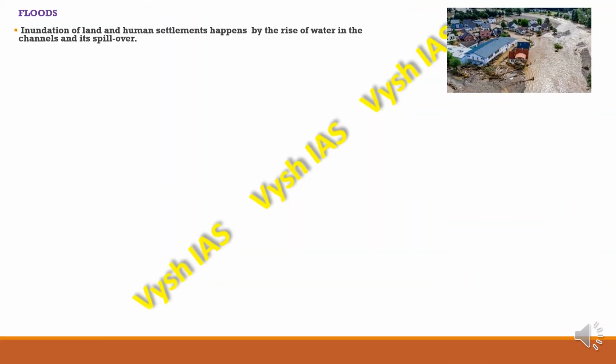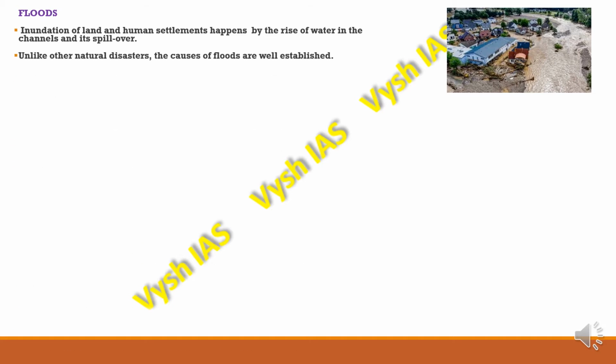Next we have the floods. The inundation of land and human settlements happens by the rise of water in channels or rivers and its spillovers. This can be understood with the example of a glass of water. Suppose you're filling a glass of water, and we know that we can fill the glass up to a maximum level. But when we start filling it more than its maximum level, it will start spilling the water outside. The same is the case with lakes and rivers. This is what happens, and sometimes even the spillover will cause floods in other neighboring and low-lying areas.